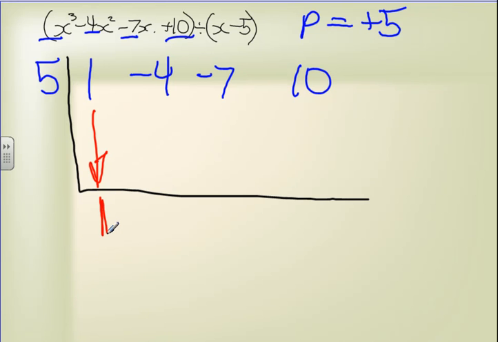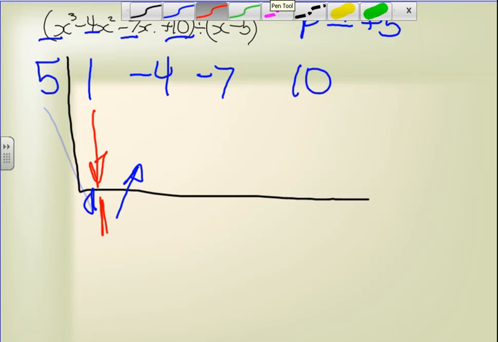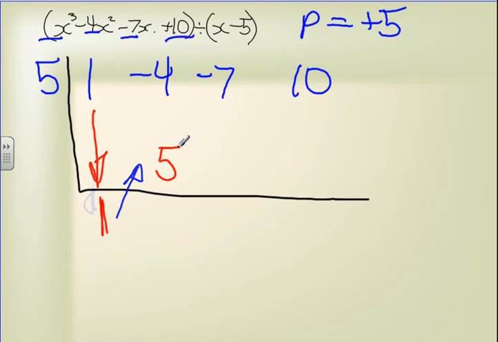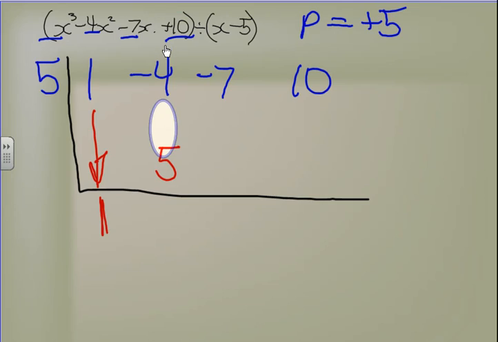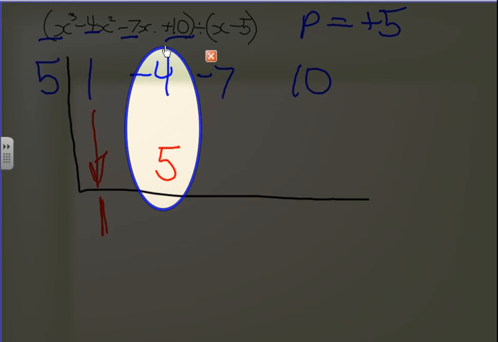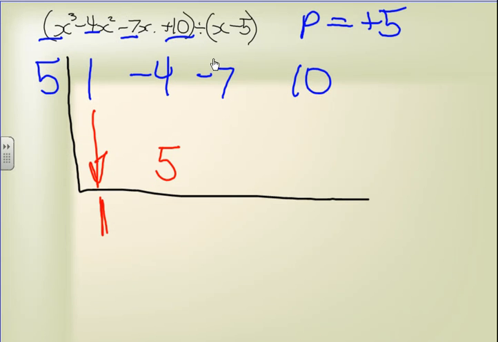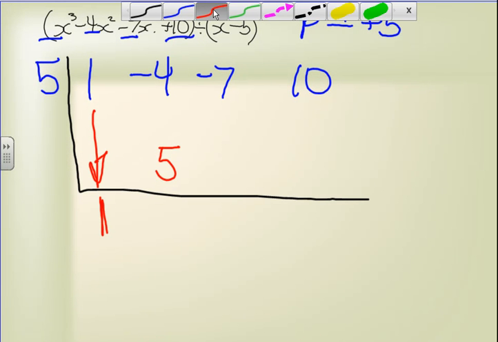My next step is to take this 5 and this 1, multiply them, and put them up there. So 5 times 1 is going to give me 5. What I do now is I add these two numbers, minus 4 and 5. Minus 4 and 5 is going to give me plus 1. So another 1 there.